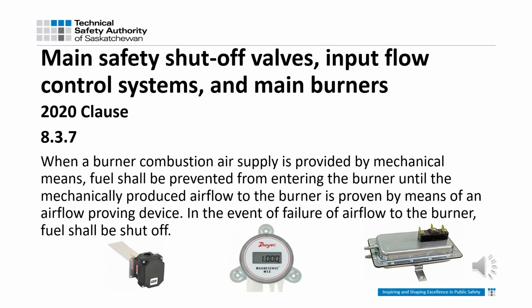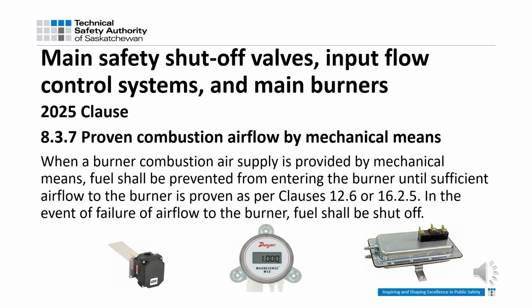8.3.7 from the 2020 code has been rewritten and clarified, but the intent has stayed the same. Clause 8.3.7 wording has changed to: fuel shall be prevented from entering the burner until sufficient airflow to the burner is proven. Then it gives clauses 12.6 and 16.2.5 to reinforce the requirement. Failure of airflow shall require a loss of fuel to the burner.